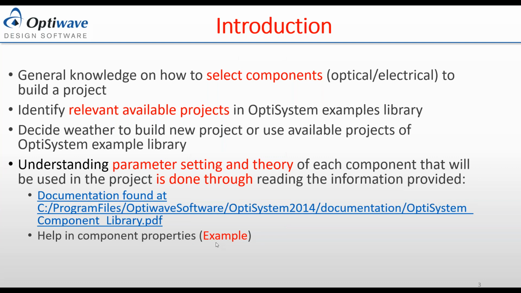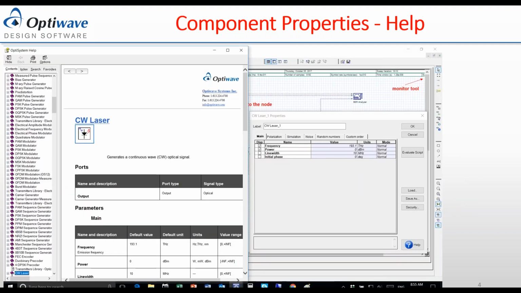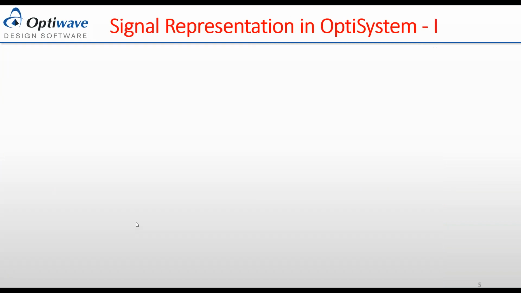Then this documentation about the component library, again, we can access it through the link which I show here, or through the help button, for example, through the component properties, as you see here. When you double click on the component, you're going to see the component properties. And if you click on the help button here, you're going to get the document of this component, and you can scroll through it, see the definitions of the ports, the specification settings, and the theory.